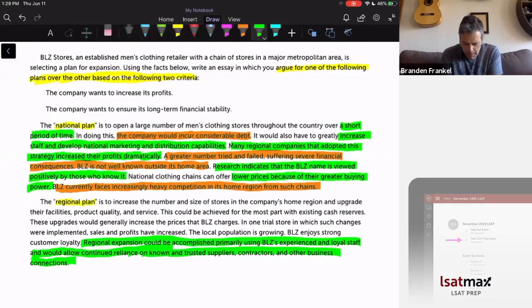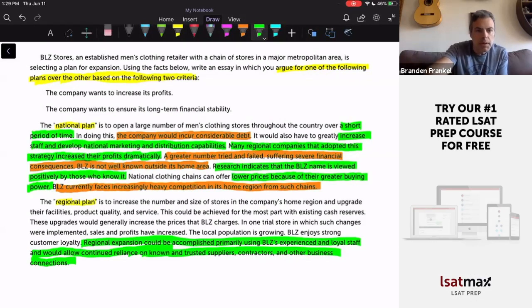How about anyone else? The regional plan. Let's see.